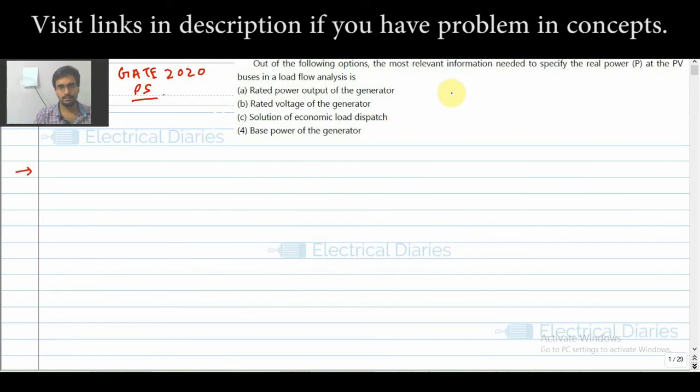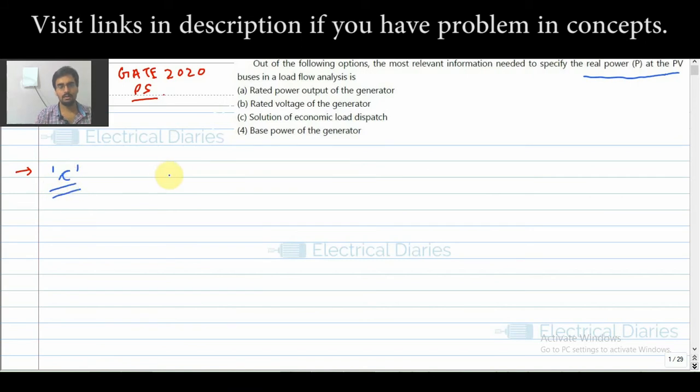So in this question it is given, out of the following options, the most relevant information needed to specify the real power P at the PV buses in a load flow analysis. Okay, so he's asking, what do we need to find the P at the PV buses in the load flow analysis? The options are: rated power output of the generator, rated voltage of the generator, solution of economic load dispatch, and base power of the generator. See, the answer to this question will be option C.